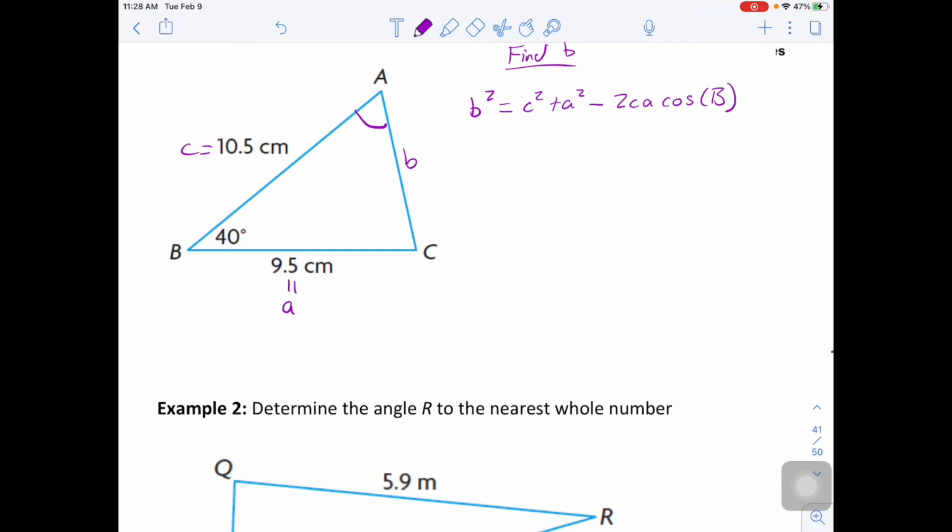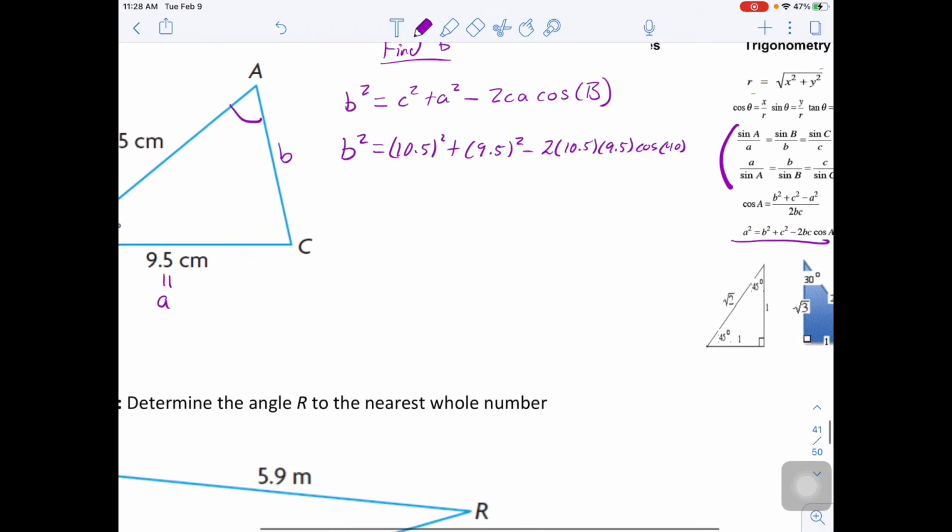So now at this point, it's a matter of plugging in. So b squared is going to equal c squared, so 10.5 squared, plus a squared, so 9.5 squared, minus 2 times 10.5 times 9.5 times cos 40. So at that point, we now have our numbers to plug into our calculator.